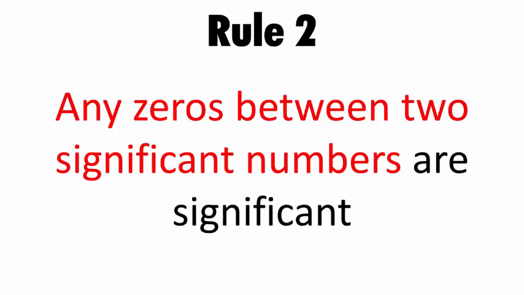The second rule is that any zeros between significant numbers are significant. The following number has four significant figures, even though there are only three digits that are non-zero as per rule 1. However, the zero between the digits 4 and 2 is significant because it tells us something about the size of the number. It is a placeholder for the hundredths place. If that zero wasn't there, we wouldn't know that the 4 represents 4,000. So, a zero between two non-zero digits is considered to be significant.